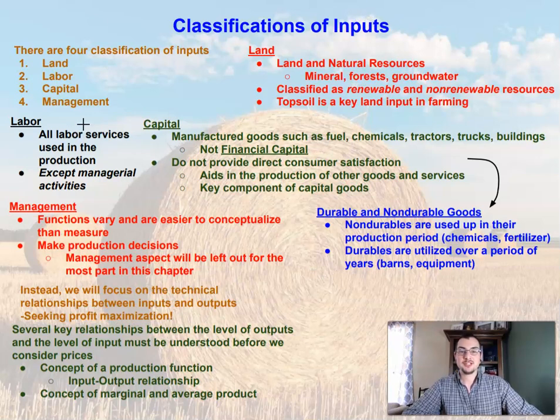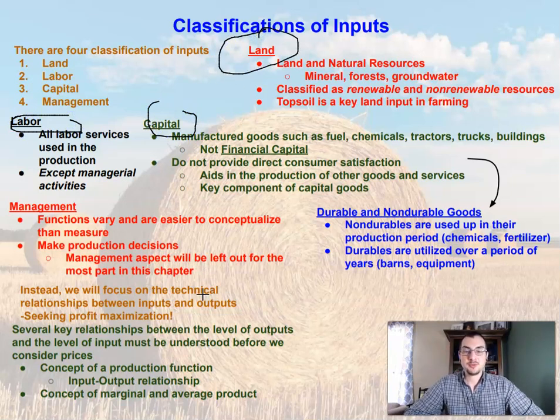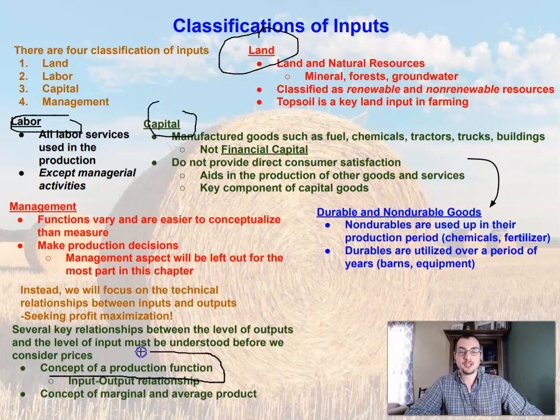And those technical relationships are going to be bringing in the labor, the capital, and the land more so than the managerial. So several key relationships between the level of outputs and the level of inputs. We must understand several of these key relationships before we consider prices. So we're going to talk about this technical relationship between output and input, and that technical relationship is actually known as the concept of the production function. So we're going to start diving into the production function, and the production function is an input-output relationship, and we're going to bring in the concept of marginal and average product. And that's what's coming up next in this chapter.